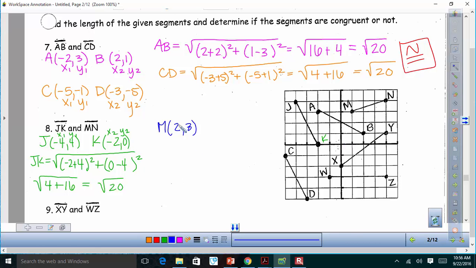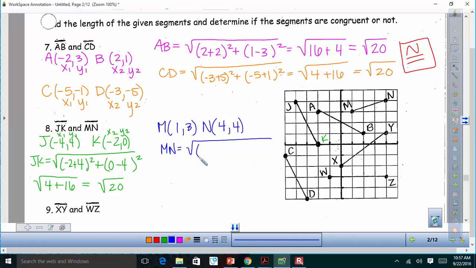I'm sorry, it is 1. So it would be 1, 3. And then for N, we'd go right 1, 2, 3, 4, and up 1, 2, 3, 4. So 4, 4. Okay, let's find the distance of MN.